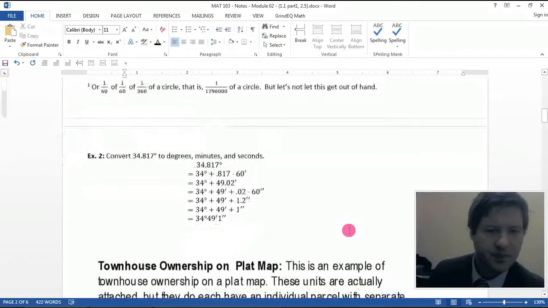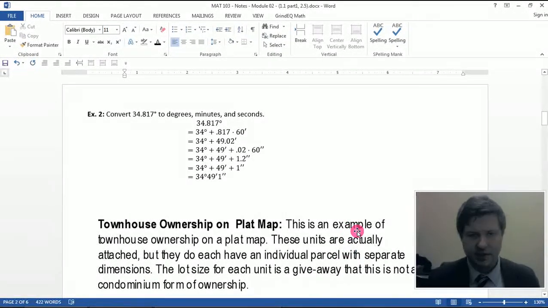Okay. Now, going backwards, so now I'm converting 34.817 degrees. I want to convert that to degrees, minutes, and seconds. The way I do it is I take the 34 degrees, I just chop that off. That's going to be 34 degrees in our final answer. I take the decimal part, the 0.817, I multiply it by 60. Okay, so 0.817 times 60 is 49.02. Okay, so now I chop off that whole number again. That 49, that's now the minutes.